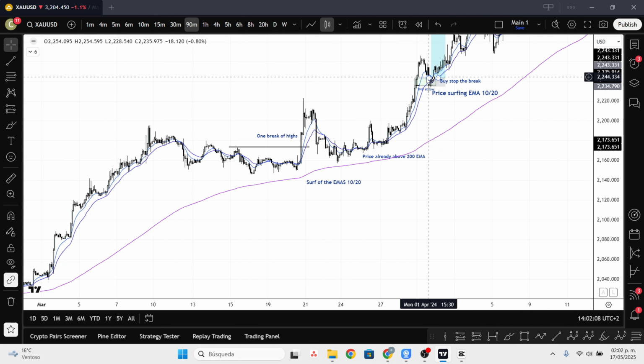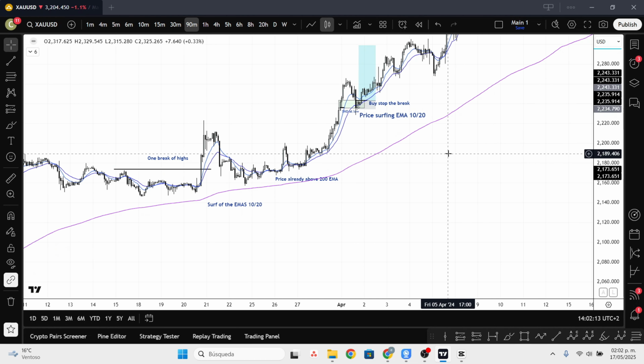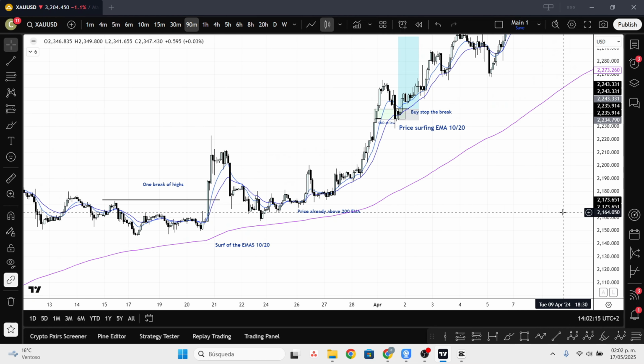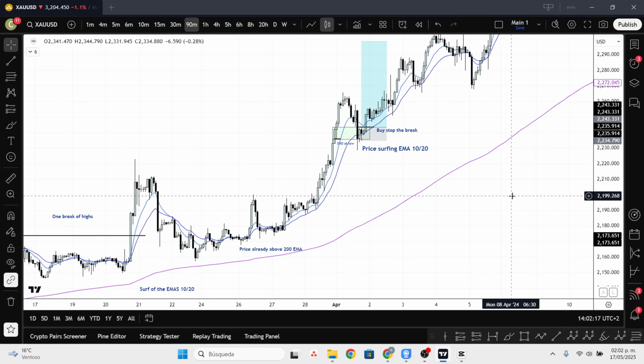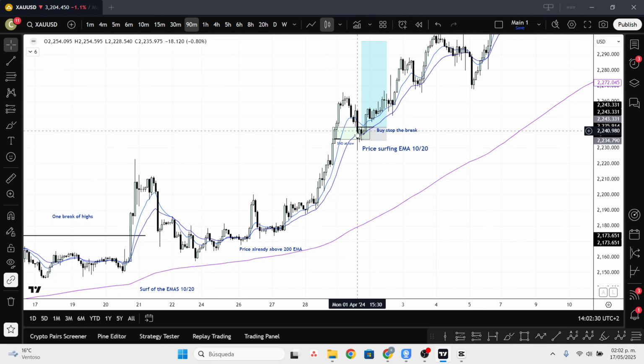And as you can see here on the 90-minute time frame, price is surfing the EMA 10 or 20. Let's zoom in a little bit and see how it looks. You can see here how price is surfing the EMA 20. So now what's left to do is to go into the lowest time frame, or execution time frame, and do the last step. We're gonna do the same thing that we did before.